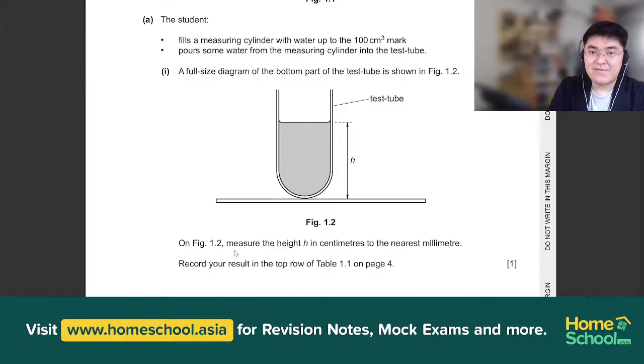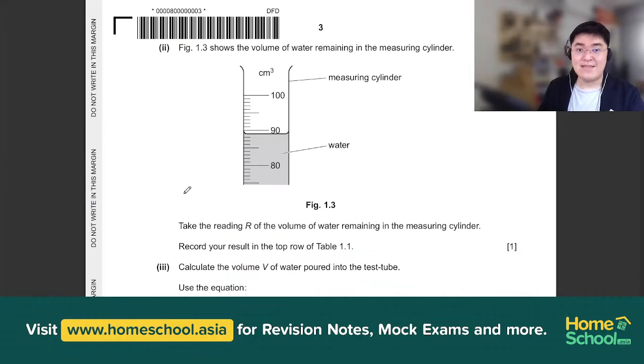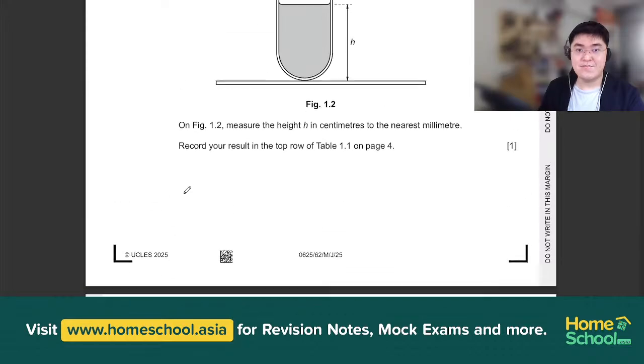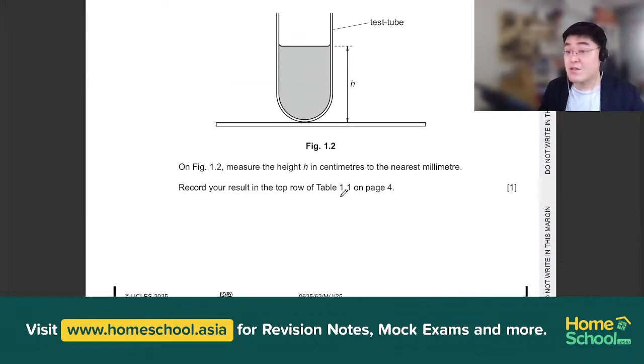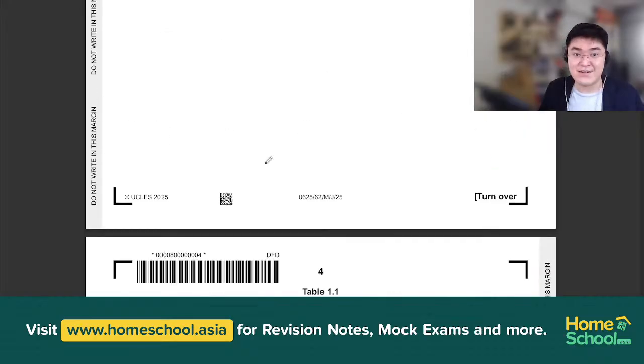So on figure 1.2, measure the height h in centimeters to the nearest millimeter and record your result on the top row of table 1.1 in page 4. So let's move down. I have already done the measurements by scaling my paper to the screen one-to-one with a piece of A4 paper, okay? And let's take a look here. We are supposed to record the results at page 4. Page 4 is over here, if you see this over here.